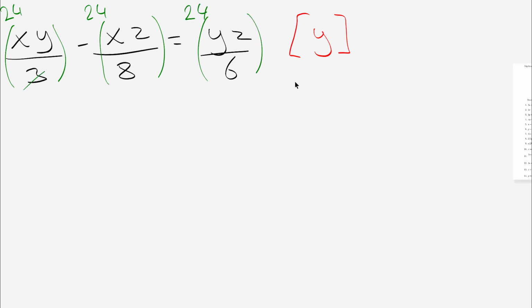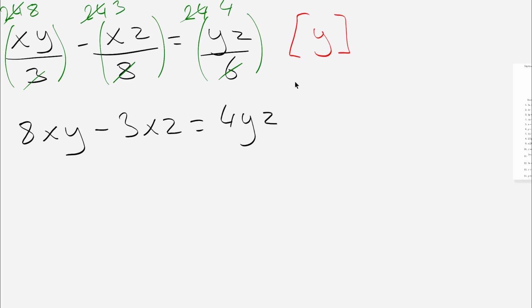Here the 3 will cancel with 24, leaving an 8. 8 will divide into 24, leaving a 3. 6 will divide into 24, leaving a 4. So what's my next line? It's 8 times xy minus 3 times xz equals 4 times yz. So I've simplified the situation a little bit. I've gotten rid of my fractions by multiplying across by the lowest common denominator.